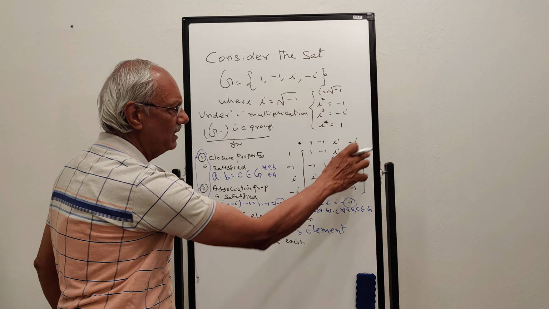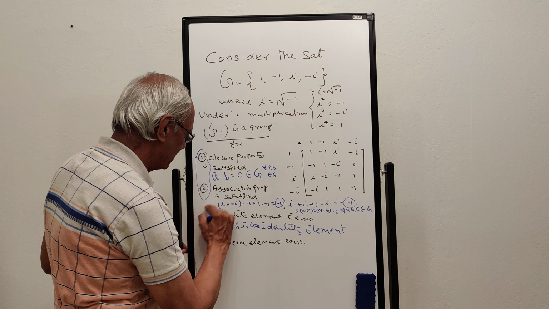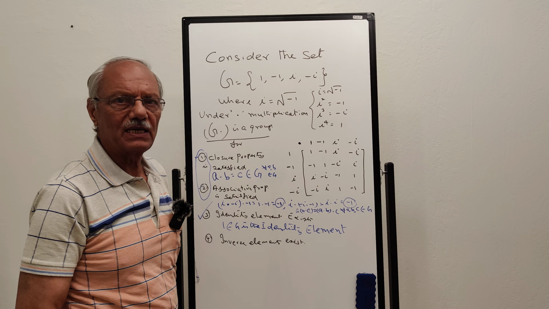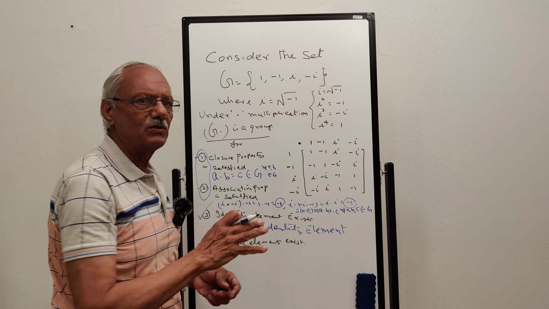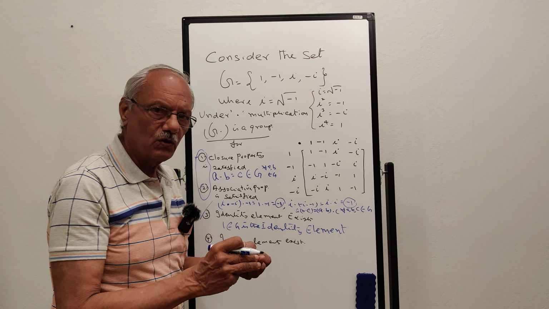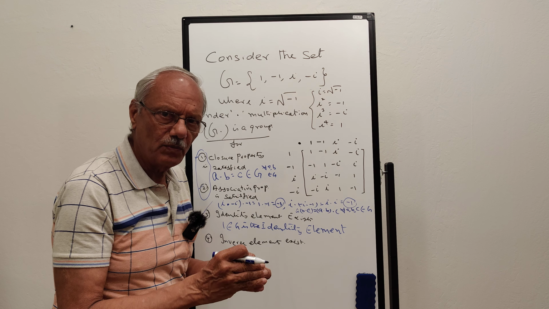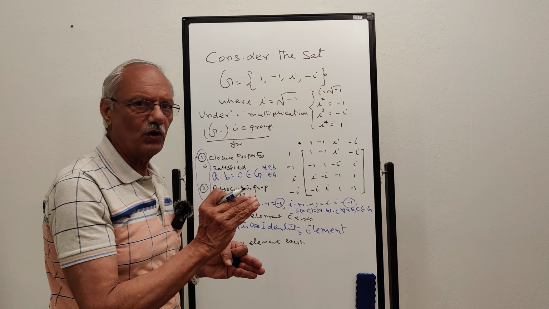So 1 into anything is itself, therefore the identity element exists. So this property is satisfied. Therefore, this (G, ·) now becomes a monoid. It's a monoid in the sense that the closure property is satisfied, the associative property is satisfied, and the identity element exists. Therefore, this is a monoid.